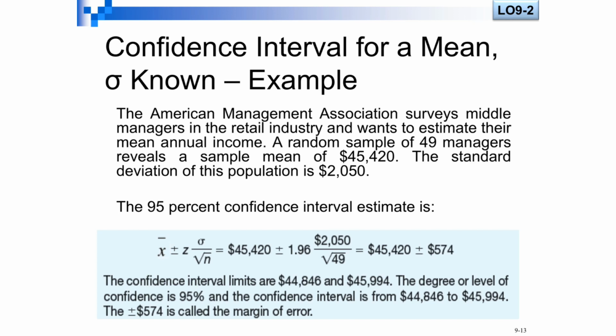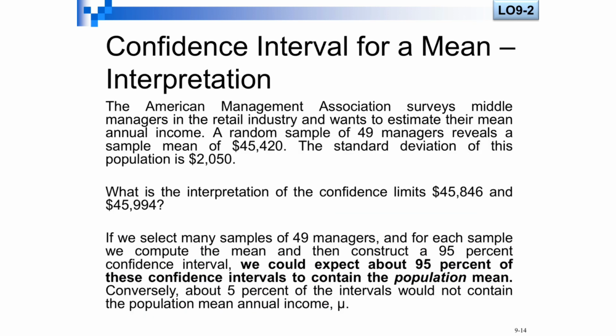Put everything in the formula and we reach this margin. So now we know that the interval is between this margin. We add it to the mean and subtract it from the mean. We get that margin, and we know that the population mean is going to be in this margin.